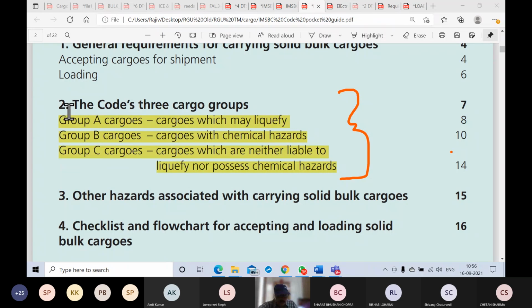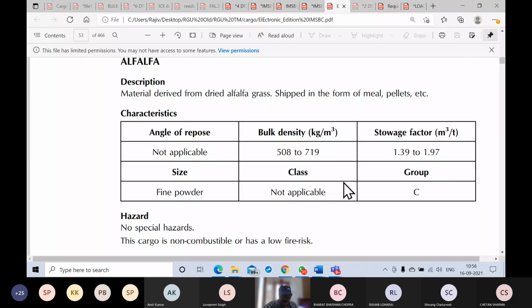So you have to remember this. You must remember this because we talked about it yesterday. I clearly remember drawing this one, that you have to keep this in mind. Group A, Group B, Group C. We came to this because we were discussing alpha, in which Group C is written. So categorically speaking, Group C cargo, this one alpha, has neither a tendency to liquefy nor does it possess chemical hazard. That is why it is classed Group C.